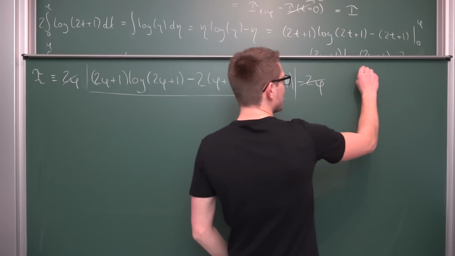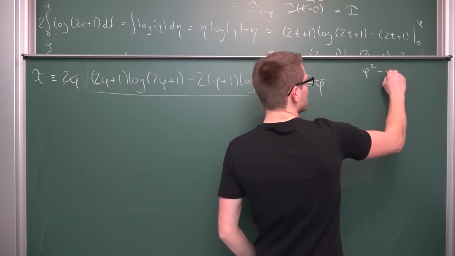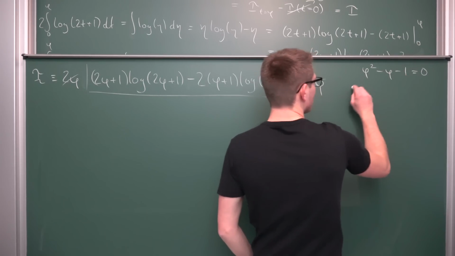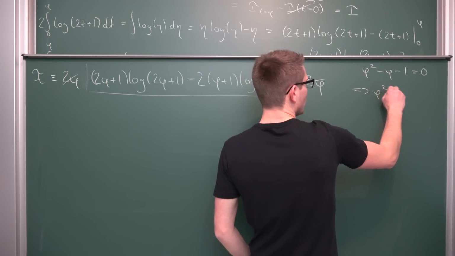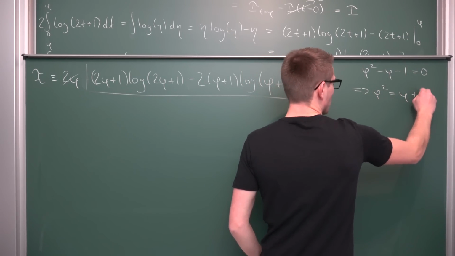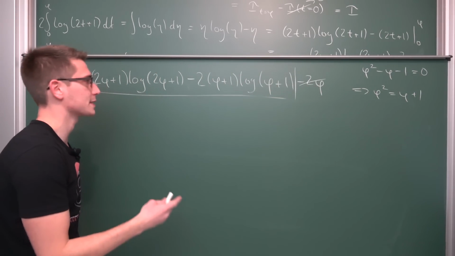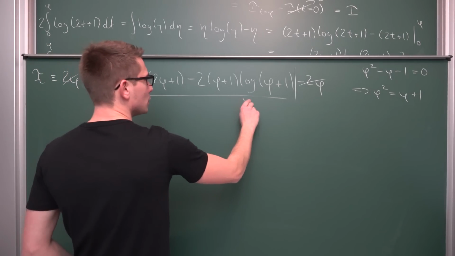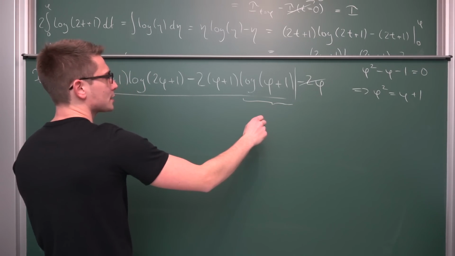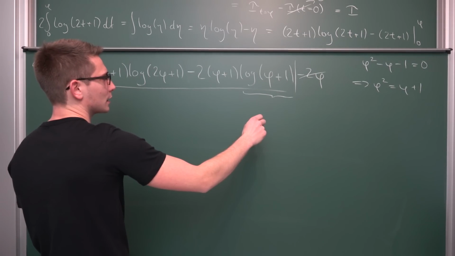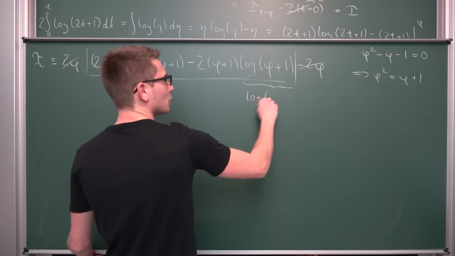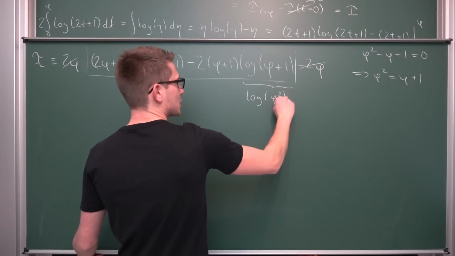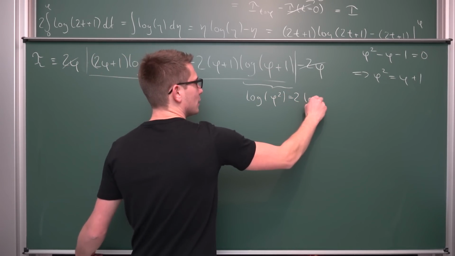Okay, let's write it out a bit. So φ squared minus φ minus 1 is equal to 0, meaning we have that φ squared is equal to φ plus 1. No more sign mistakes, for goodness' sake. Meaning what we have here is, okay, this right here is going to be the log of φ squared, which is 2 times the log of φ.